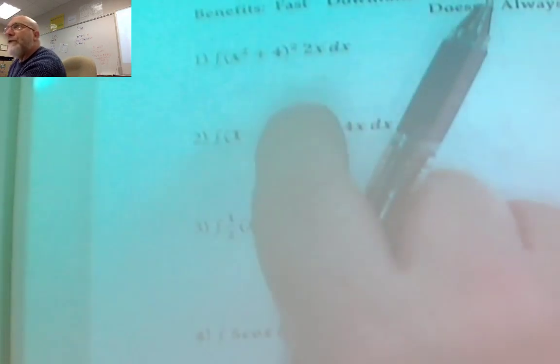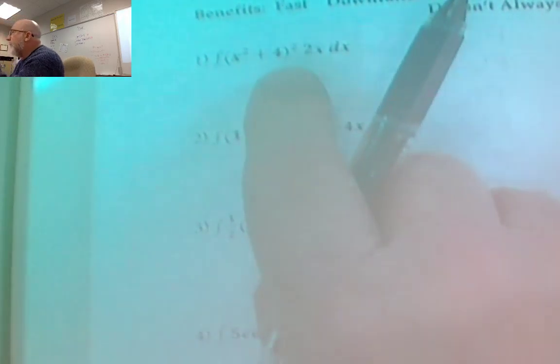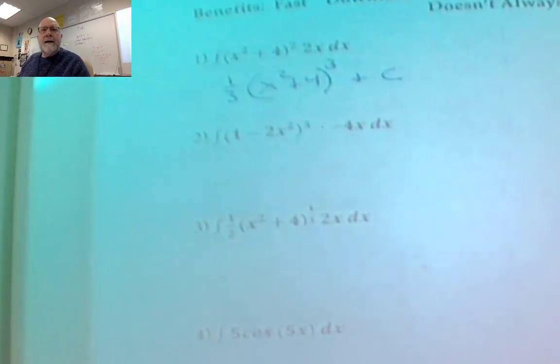So I take a look at this, and I see parentheses like Carter said. So the next thing I look at, I know this is the derivative. Does the derivative of what's inside these parentheses exist in this derivative? Inside here is x squared plus 4. Its derivative is 2x, which is right here. So I can write this as x squared plus 4, raise it to the third power, because I'm doing the antiderivative. Multiply by 1/3. Add c. Am I done? Yes.